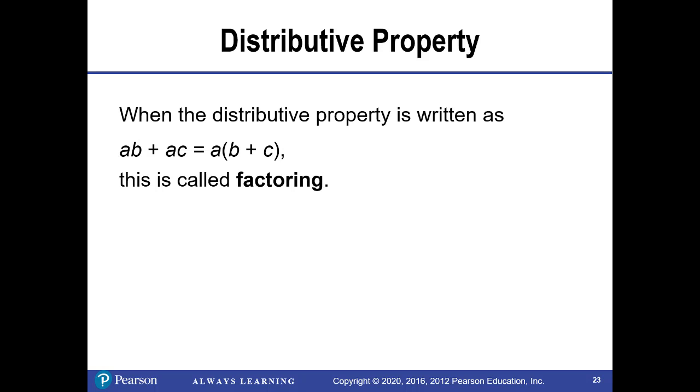You probably remember factoring from algebra class, and all factoring is really using the distributive property, sort of working backwards with it. So if we start with AB plus AC and then we say, oh, that's the same as A times (B plus C), what we've done is some factoring. We see that the factors of AB plus AC are A and B plus C.